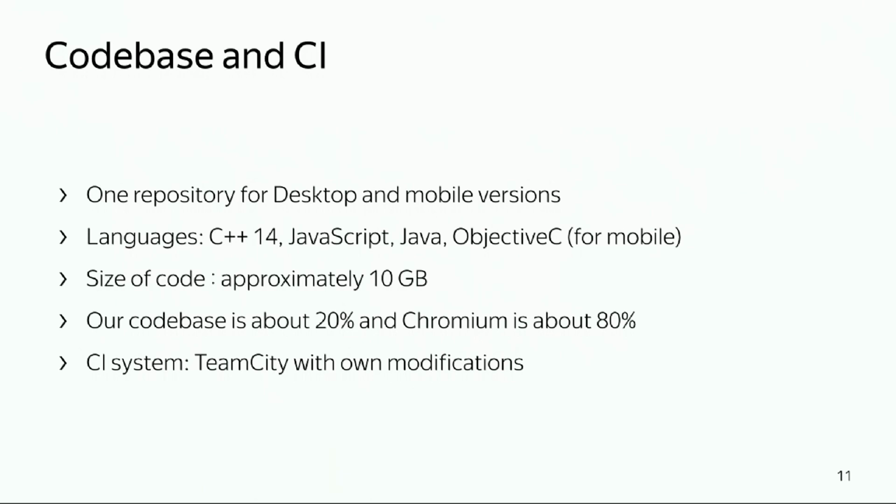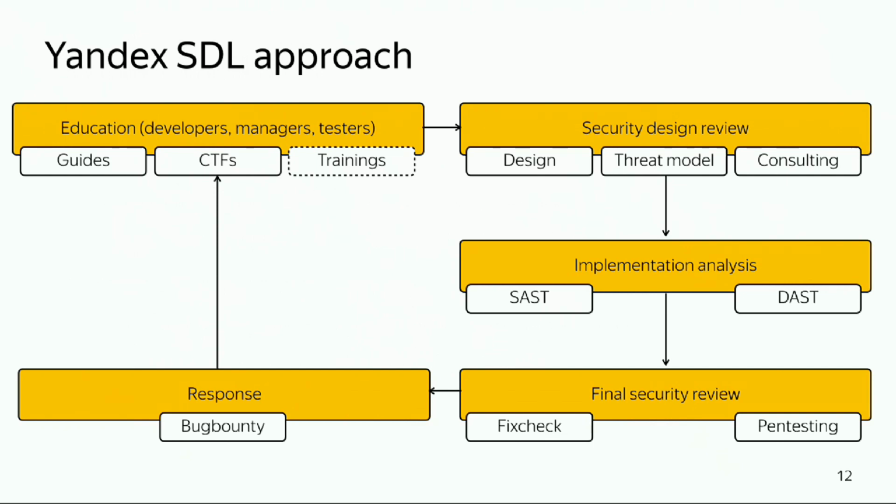Several details. We also have one repository for Yandex Browser. It's about 10 gigabytes. We have several programming languages: C++, JavaScript, and Objective-C for mobile. Our code base differs from Chromium by about 20%, and we use TeamCity. So our CI system is TeamCity. Okay. After that, let's go to our main topic, our SDL approach.